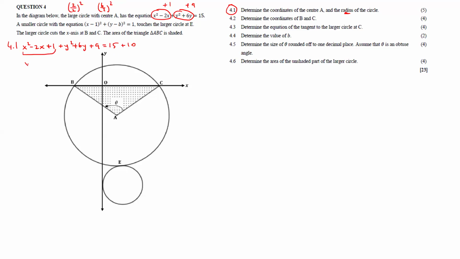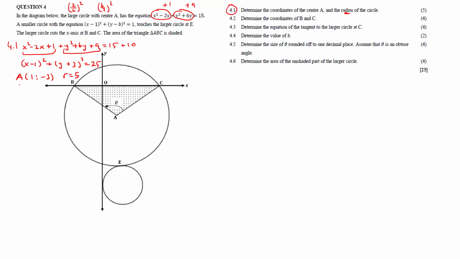And you can simplify that as (x minus 1) squared. And this part is also a trinomial. So you can simplify that as (y plus 3) squared is equal to 25. So from this, the coordinates of A will be 1 and negative 3, and r will be equal to the square root of 25, which is 5. Okay, that's 4.1.